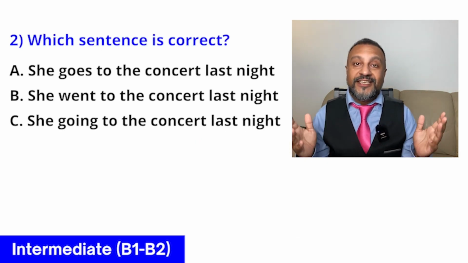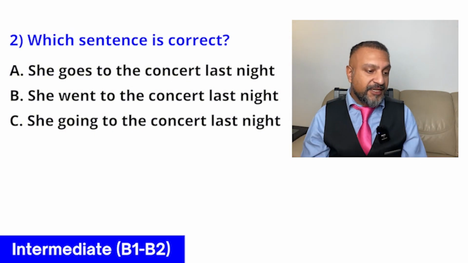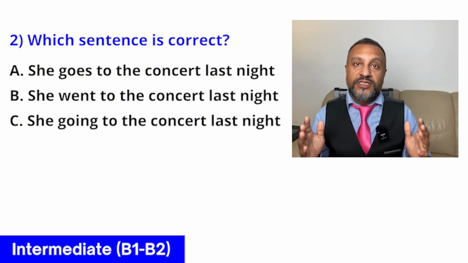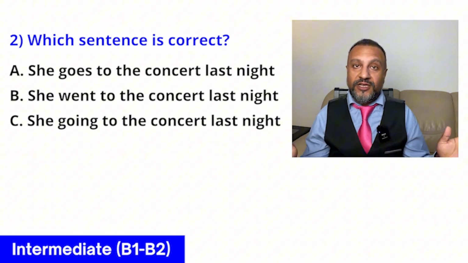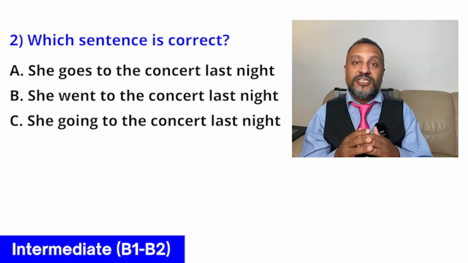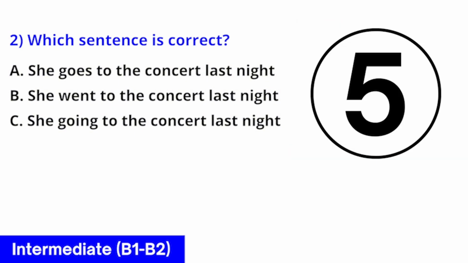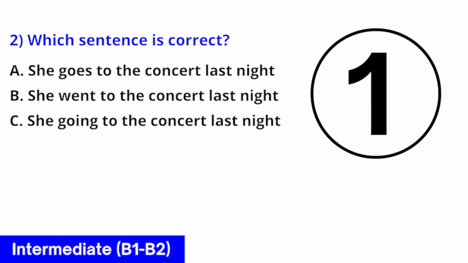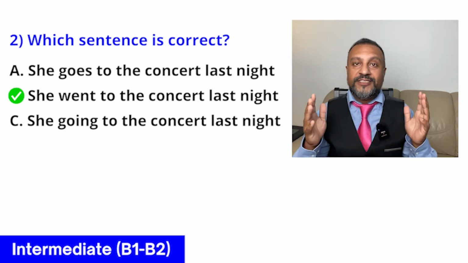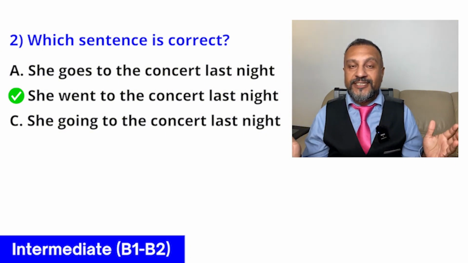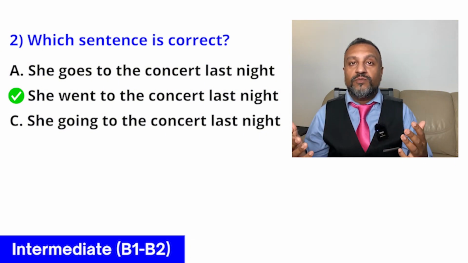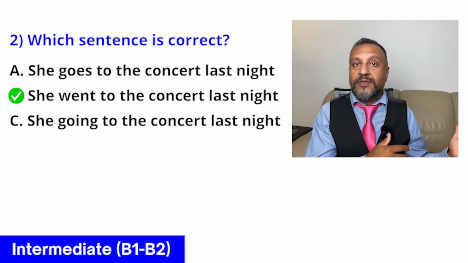Which sentence is correct? She goes to the concert last night. She went to the concert last night. She going to the concert last night. The answer is she went to the concert last night. Went is the past tense form of to go. So it's an action that happened in the past.